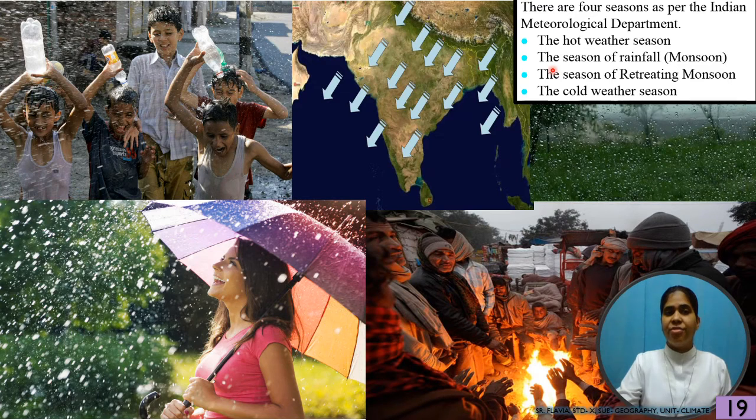So we see there are 4 seasons as per the Indian Meteorological Department. First is the hot weather season. Second, the season of rainfall, the monsoon season. Third, the season of retreating monsoon. And lastly, the cold weather season.